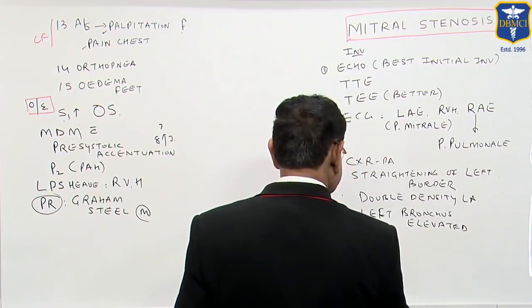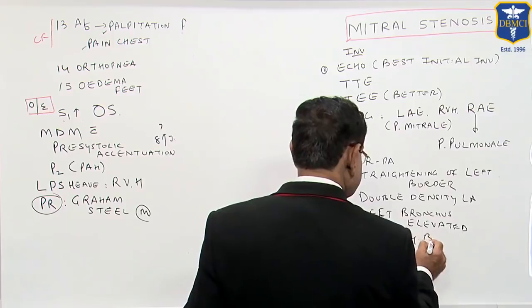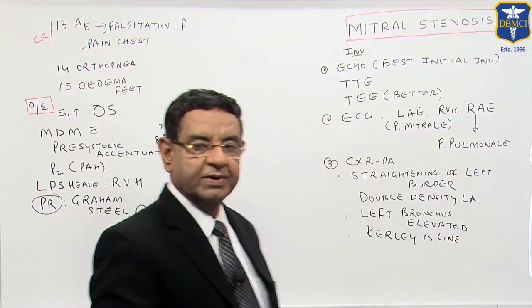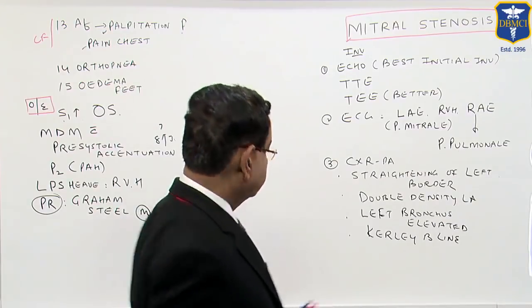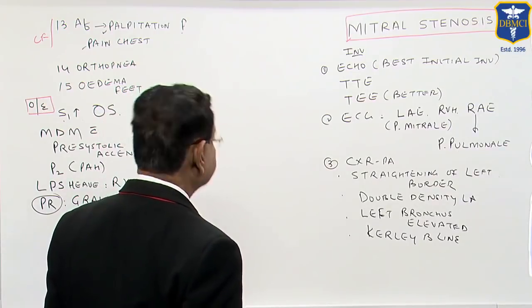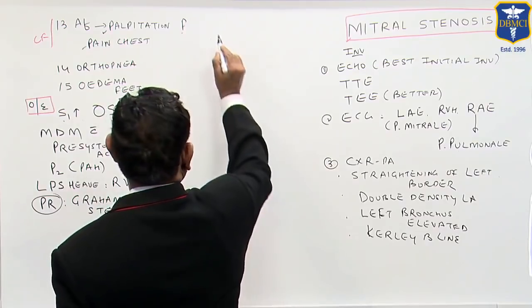Curly B lines are seen in the advanced stages when the patient has developed pulmonary congestion. They are all X-ray findings in these cases. Now we talk about treatment.